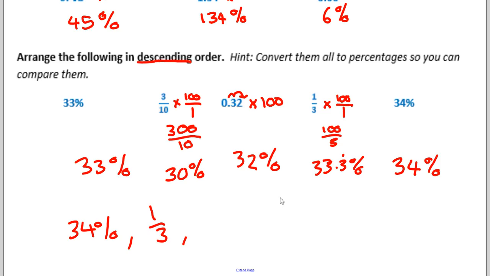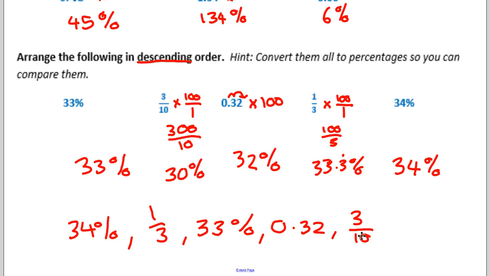Next one down will be 33%, which was already written as 33%, so great, let's just rewrite that. The next one down is 32%, which in its original form was 0.32. So please write it in its original form. And the last one, 30%, which is 3/10 in its original form. So that was in descending order.